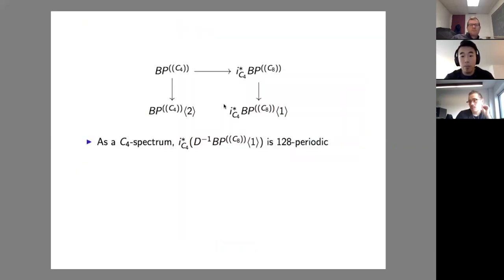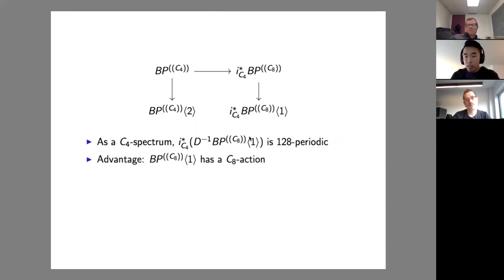And it turns out that the 2 spectra are related as follows. If I restrict my attention to C4, then BPC42 has this map to BPC4. But BPC4 also has a map to BPC8, if I look at BPC8 and restrict my attention to it as a C4 spectrum. So the 2 spectral sequences are related. And in fact, I can start with the differentials here and do some zigzag arguments to get the differentials here. And our computations show that as a C4 spectrum, the C4 fixed points of BPC81 with D inverted is 128 periodic.